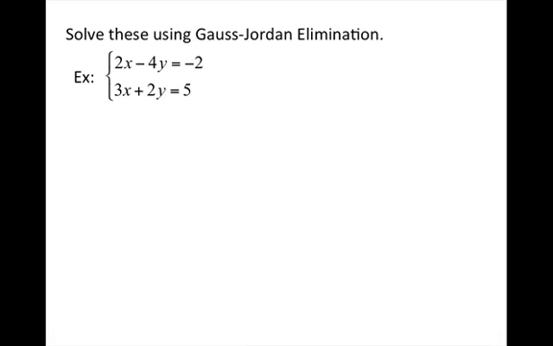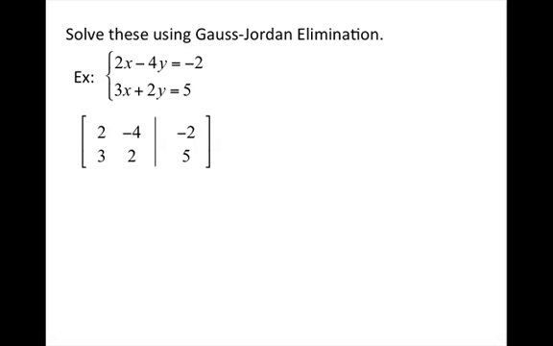Let's look at the next example. I have the system of equations 2x minus 4y equals -2 and 3x plus 2y equals 5. So let's begin by writing our system matrix. Row 1 is going to have 2, -4, -2. Row 2 will be 3, 2, and 5.